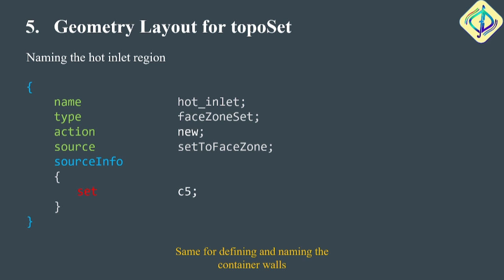For the face walls, you can specify under source info, or you can directly name that face wall, but you don't have to actually name them. You can also name your region whatever you want in your create patch. You can do that as well when you're working with faces. Again, you can label your container walls.